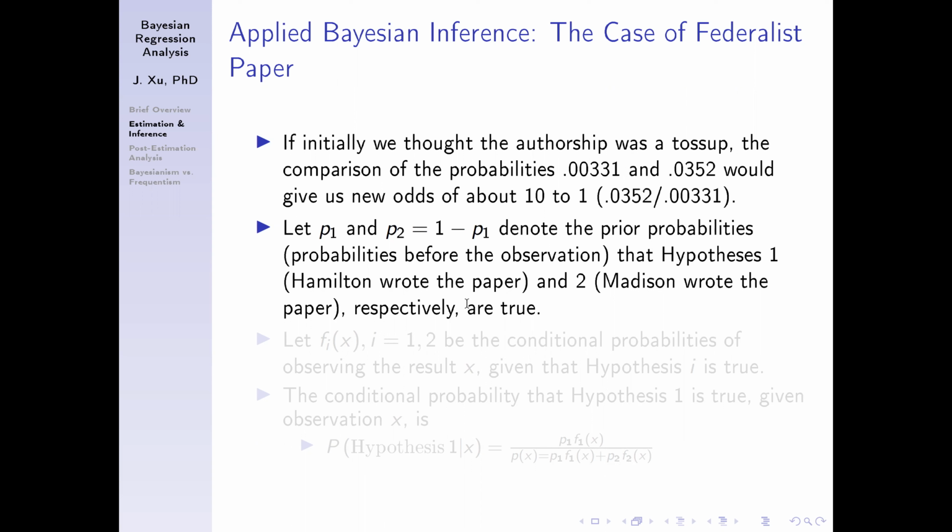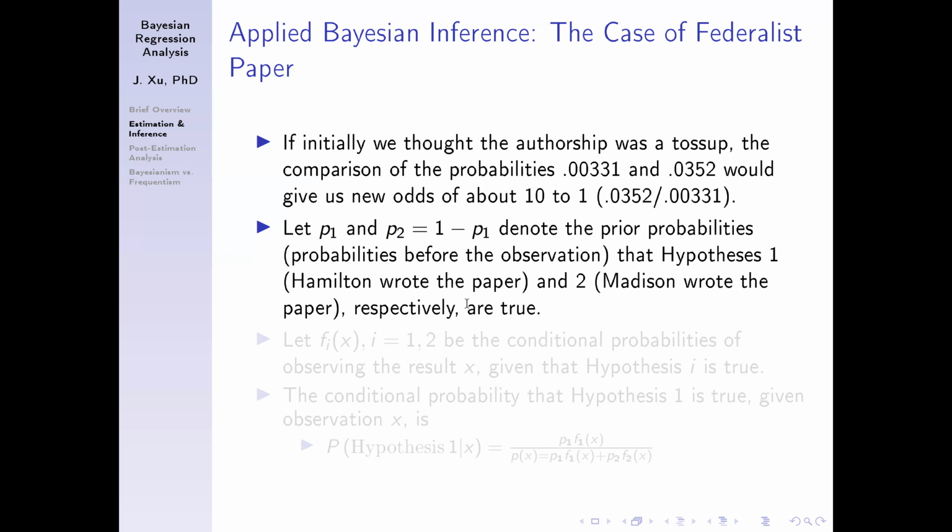So let P1 and P2 denote the prior probabilities, the probabilities before the observation. Okay? Basically, the prior belief that hypothesis 1 is that Hamilton wrote the paper, and hypothesis 2 is that Madison wrote the paper.